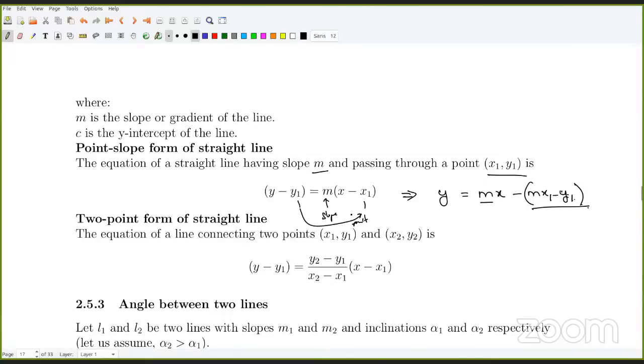And there is another form called two-point form, where we know that the line passes through two points, x1, y1 and x2, y2, with no other information. But when we have two points, we can find the slope of that line: y2 minus y1 by x2 minus x1 is the slope. Just replace m with y2 minus y1 by x2 minus x1. That forms a new form called two-point form.